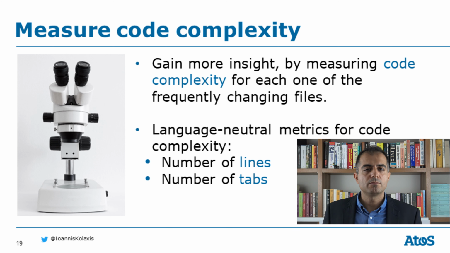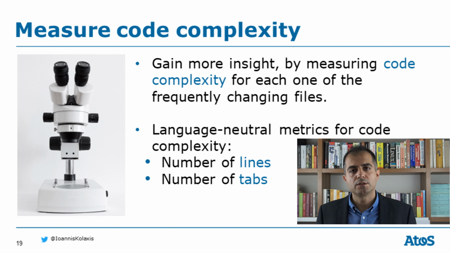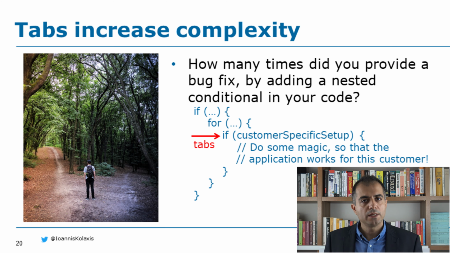Another important metric is the number of tabs or spaces in front of each line. The more tabs we have in front of each line, the more complex our code is. Let's see an example.